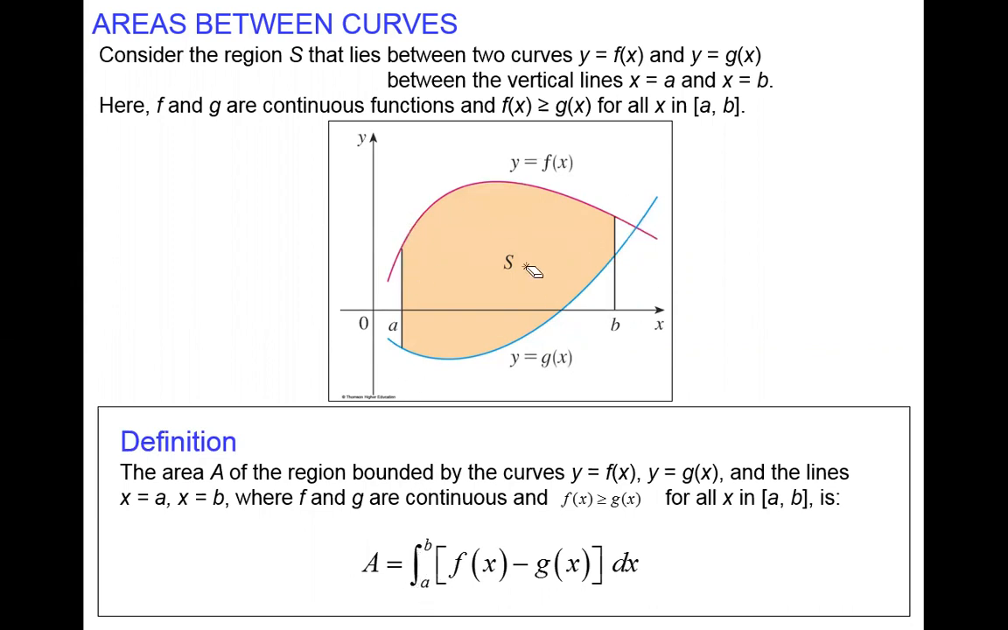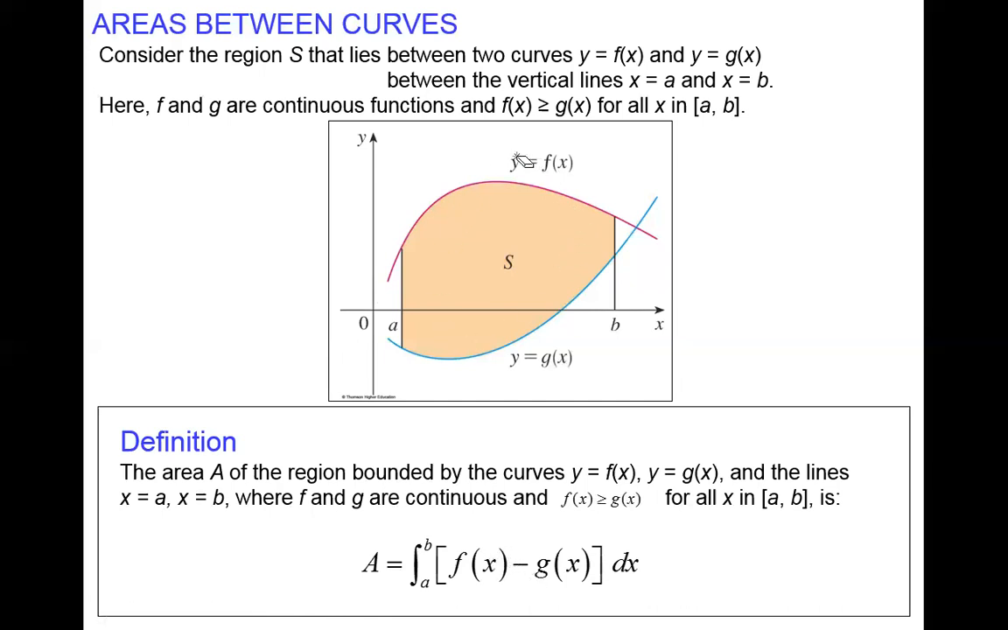A and b are the vertical limits, vertical boundaries, and then we have to take the values of the greater function f of x minus the bottom one g of x, f of x minus g of x. And we did have the theoretical session about the explanation of this formula. That means let's just practice.